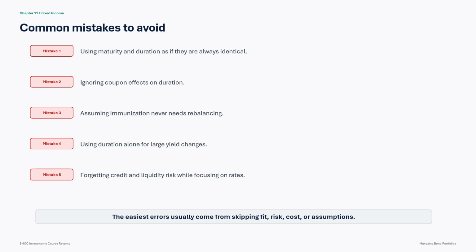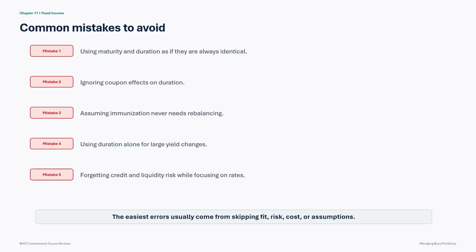Mistake 3 is assuming immunization never needs rebalancing. A duration match is a snapshot. Time passes, yields move, bonds pay coupons, and the liability horizon changes. Without monitoring and adjustment, the portfolio can drift away from the liability it was designed to protect.